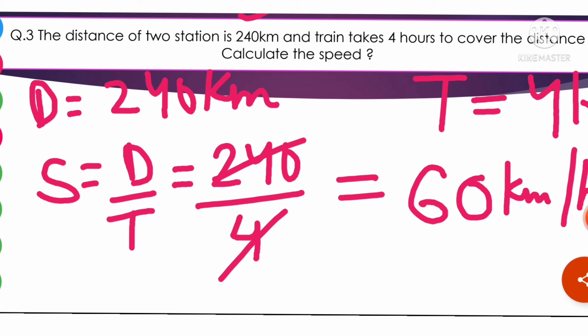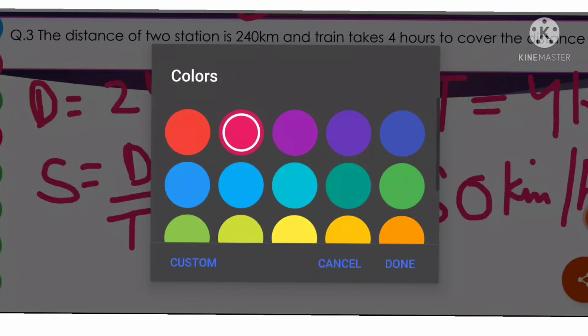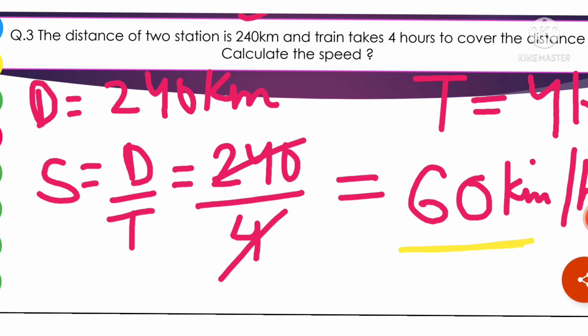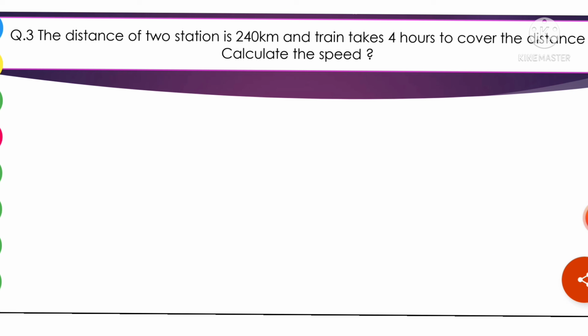Always remember how to find out the speed. Speed is always distance upon time taken. Okay. Always remember this one, that speed is always distance travelled upon time taken. So this is the way to find out the speed. I hope it is clear to you. It's a very easy question. Now let's come to the next one. I hope you have copied down.